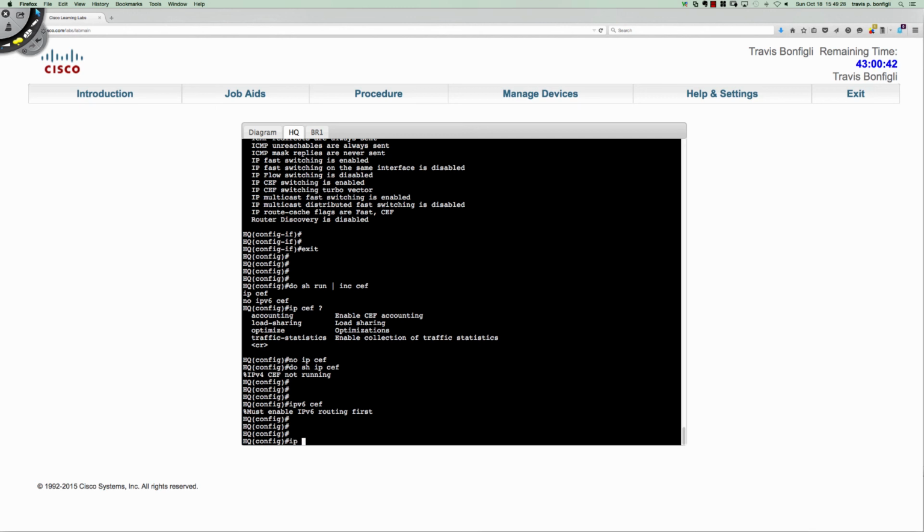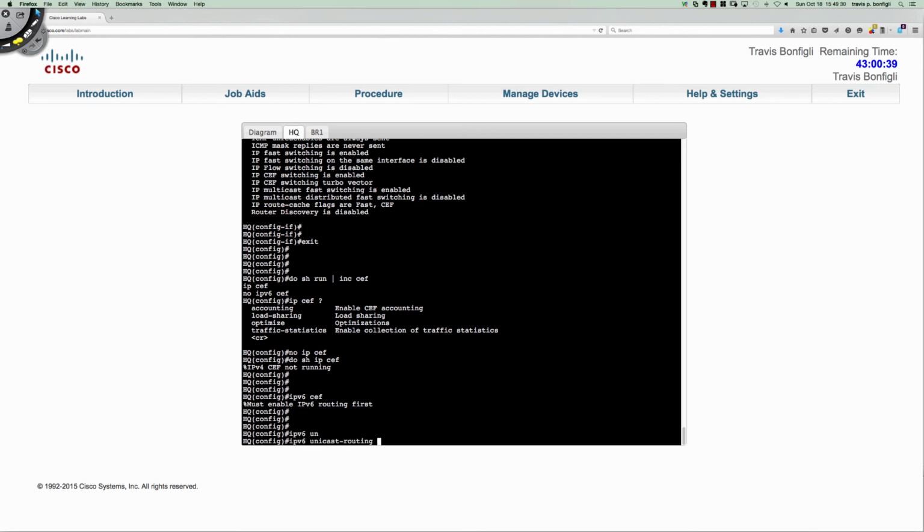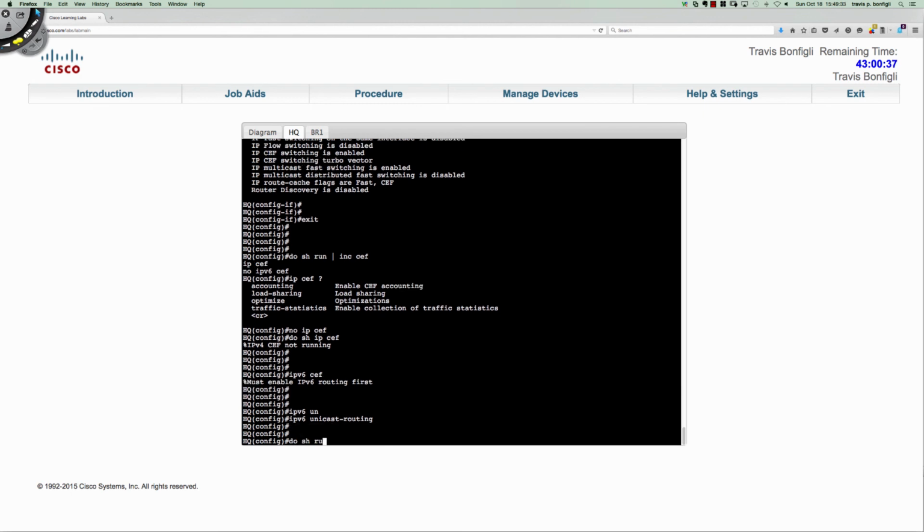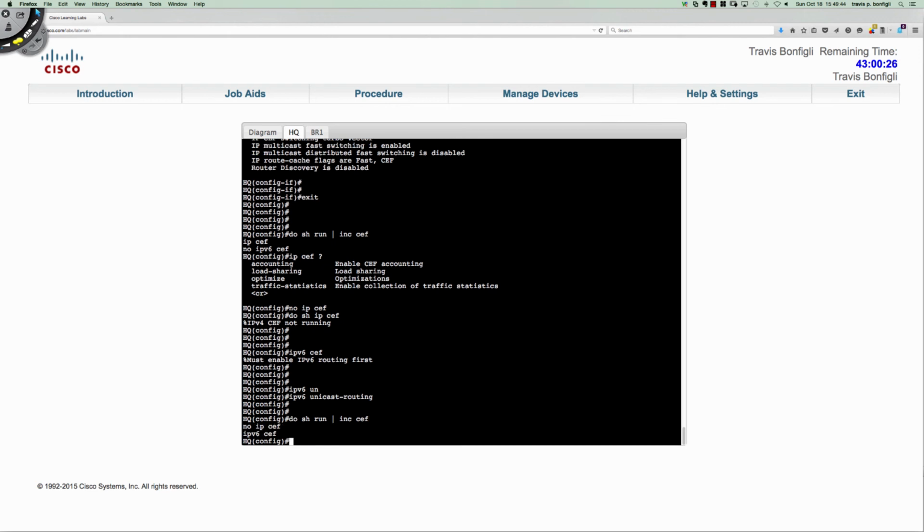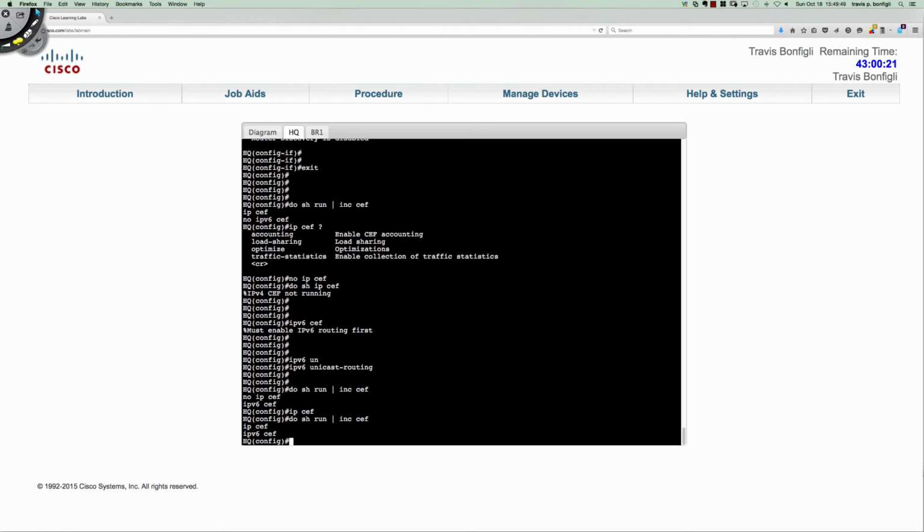Now, here's the trick. If I say IPv6 unicast routing and hit enter, and then do show run include CEF, do you think that it automagically turns on IPv6 CEF? You've got it. It absolutely does. So, and I'll put the IPv4 CEF on. So again, for IPv6, when we go to enable it by saying IPv6 CEF, it's going to give us an error because IPv6 unicast routing is not configured. So you're not going to be able to do IPv6 CEF if you don't have IPv6 unicast routing enabled.